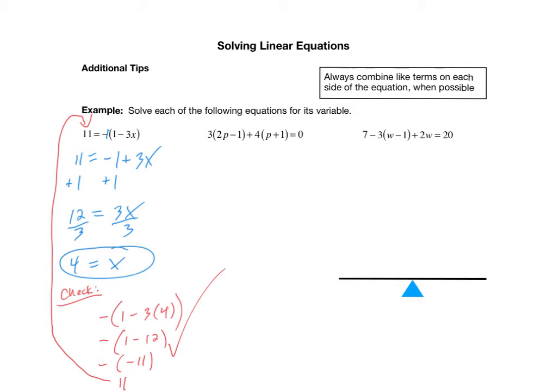So let's do the next one. And notice here, we've got to use the distributive property twice. When we distribute the 3 into the 2p minus 1, we get 6p minus 3.